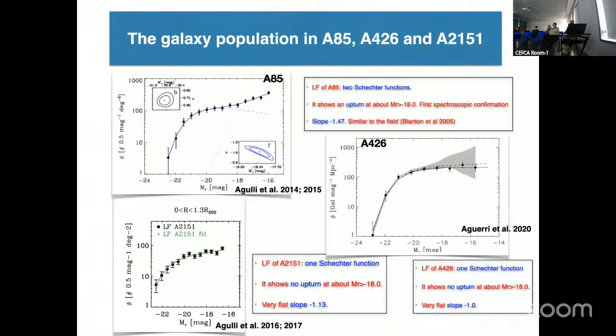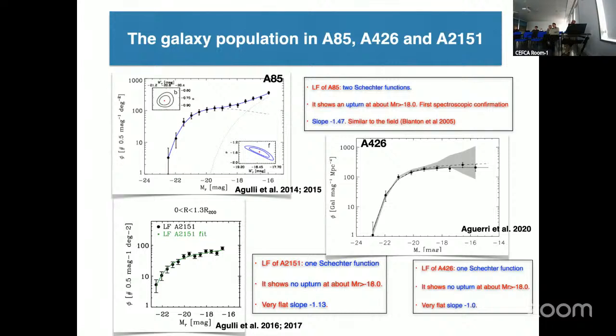What happened with the spectroscopic luminosity function? These are our clusters: Abell 85, Hercules, and Perseus. And these are the luminosity functions. Abell 85 has an upturn in the dwarf part, but Hercules not, and Perseus not. So it's not so universal. The upturn is located in some clusters like Abell 85, but not in the others.